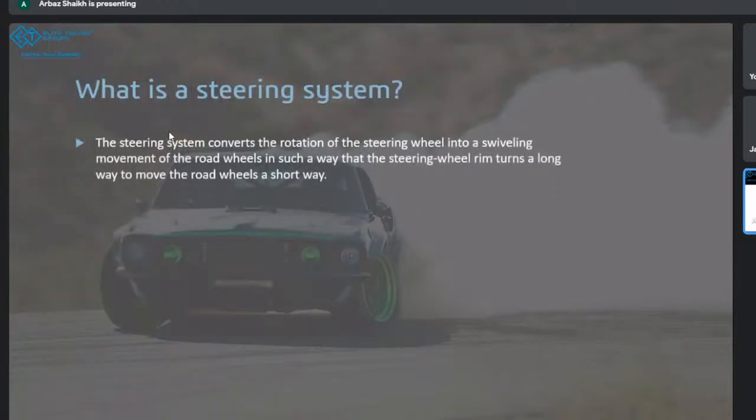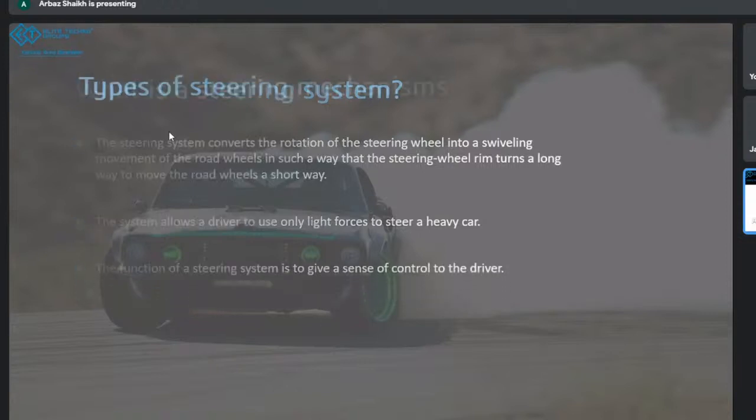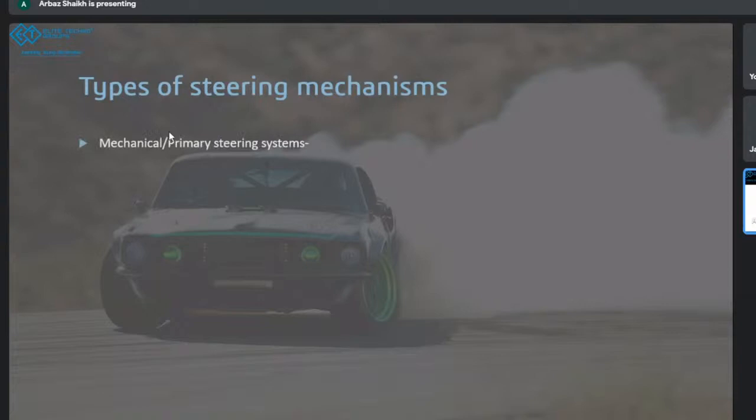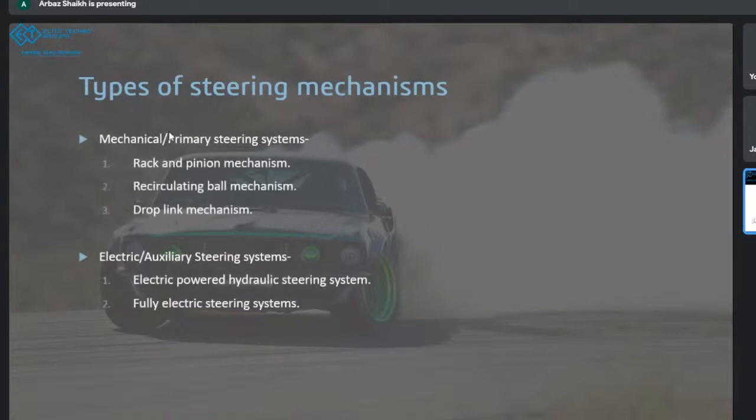Here we learned the functions. The first function was to convert the rotational motion of your steering wheel to the turning motion of your road wheels, and the second function was to reduce the human effort. These were the two main functions. Then we moved on to the types of mechanism, which were divided into primary and secondary. Primary ones were mechanical, which satisfy the first function of turning the rotary motion of your steering wheel into a turning motion of your road wheels. Then we had the auxiliary steering systems, electric and hydraulic, which add power to your steering system and reduce the human effort, thereby satisfying the second function.